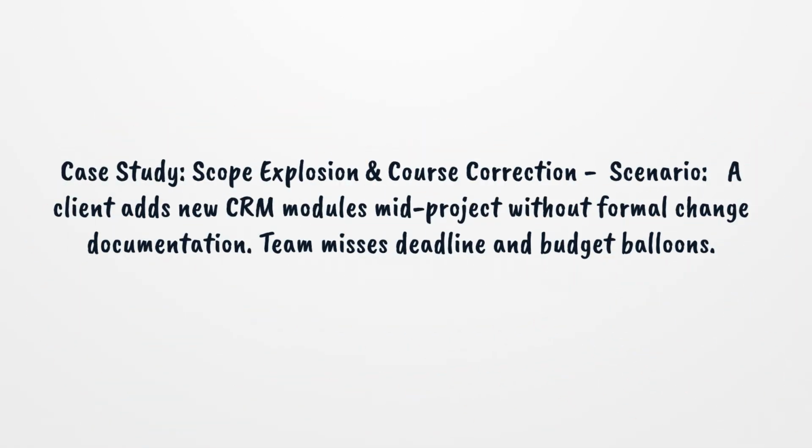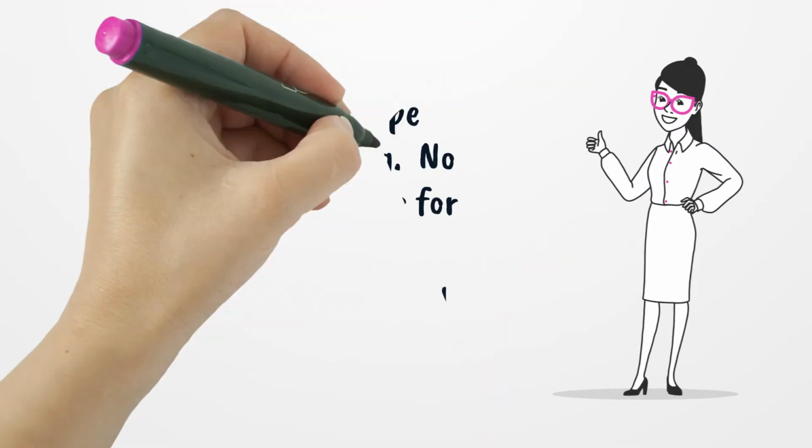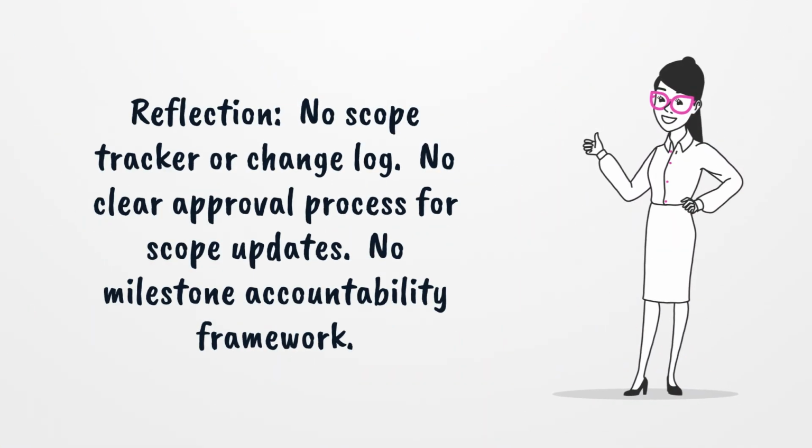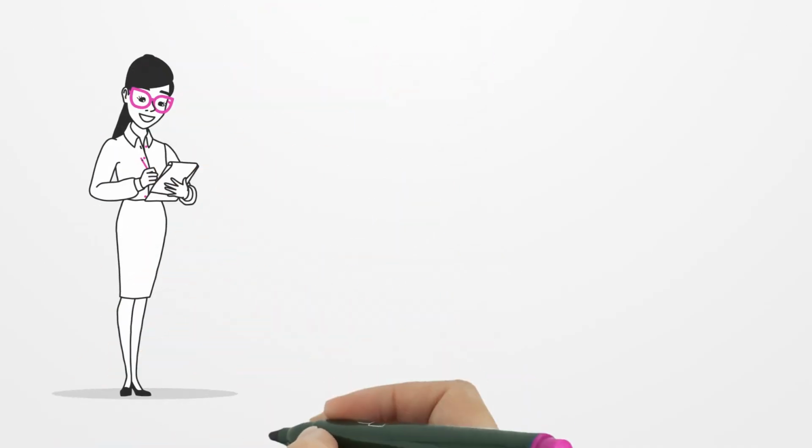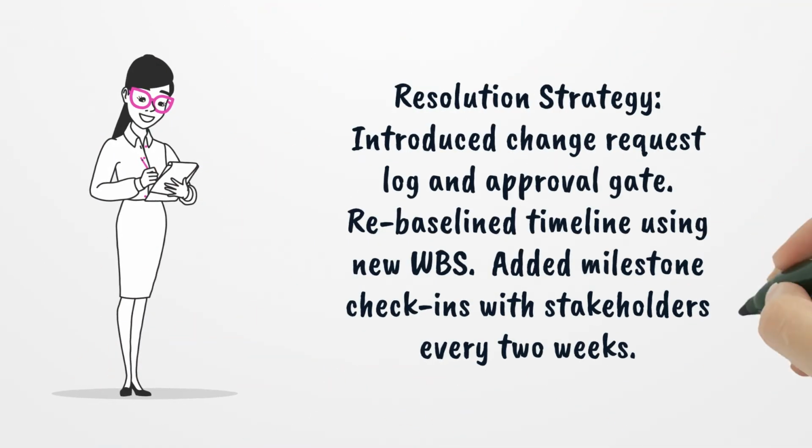Case study, scope explosion and course correction. Scenario: a client adds new CRM modules mid-project without formal change documentation. The team misses the deadline and the budget balloons. Reflection: no scope tracker or change log, no clear approval process for scope updates, no milestone accountability framework.